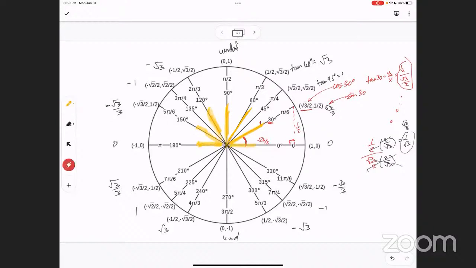So you divide pi by 6. So there's 1 pi over 6. There's 2 pi over 6, 3 pi over 6, 4 reduce, 5 pi over 6, 6 pi over 6, 7 pi over 6, 8 reduce, 9 pi over 6, 10 reduce, 11 pi over 6, 12 pi over 6.